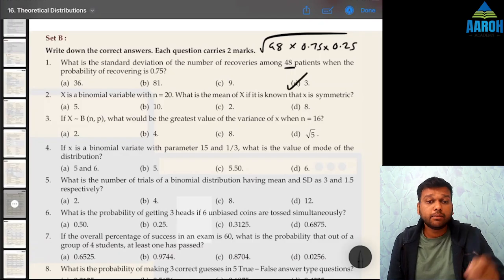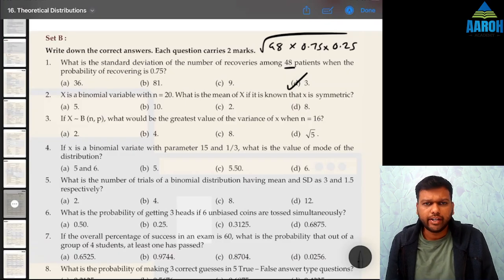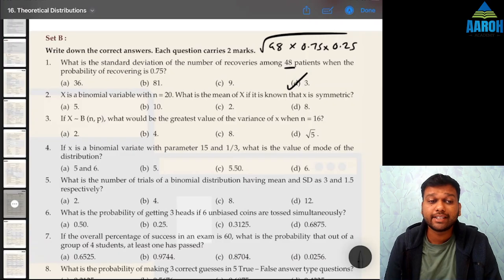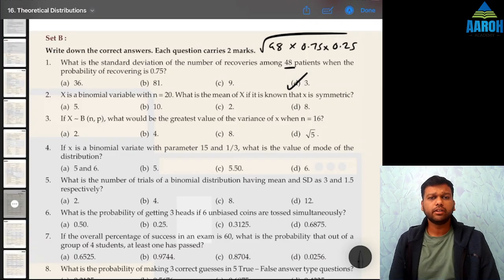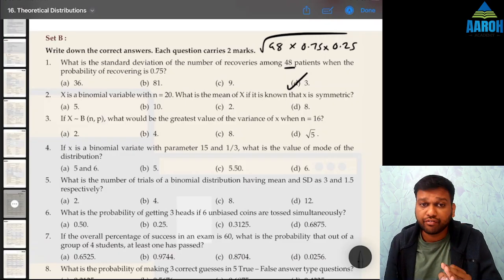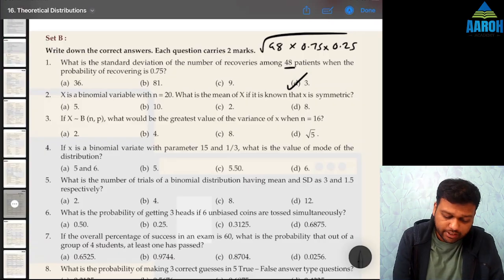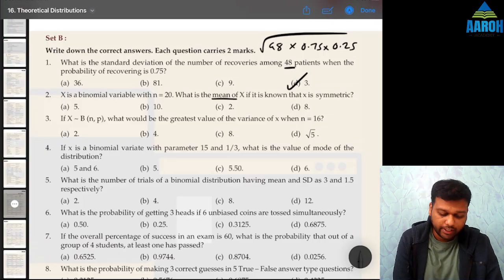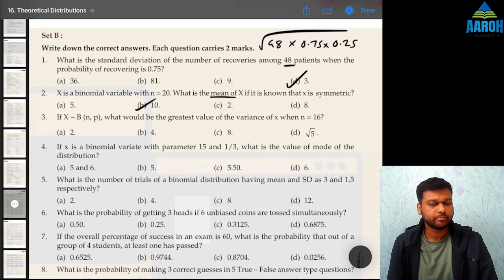Second, x is a binomial variable with n equal to 20. What is the mean of x if it is known that x is symmetric? Symmetric means the probability of success and failure are both exactly half. And the mean of a binomial distribution is just n into p. So n is 20, p will be half. So 20 into half is 10. B is the correct answer.